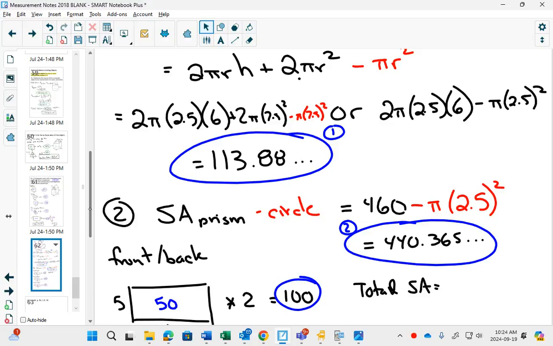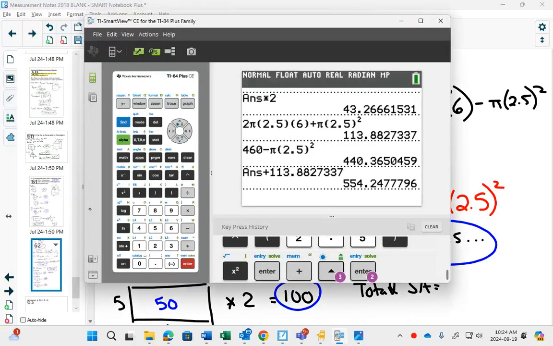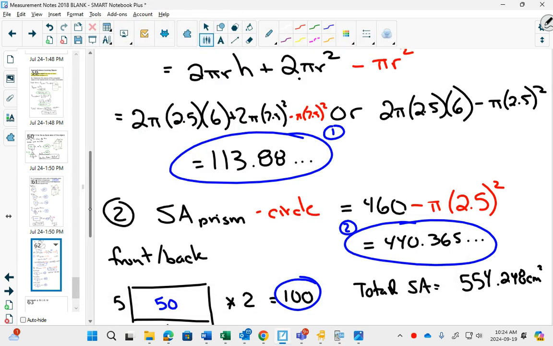I'll have to look on your paper, I don't have it here. Does it say what it wants to round to? Nope. No, so let's do 3 decimal places. 554.248, and the units were centimeters squared. Put a box around your final answer.